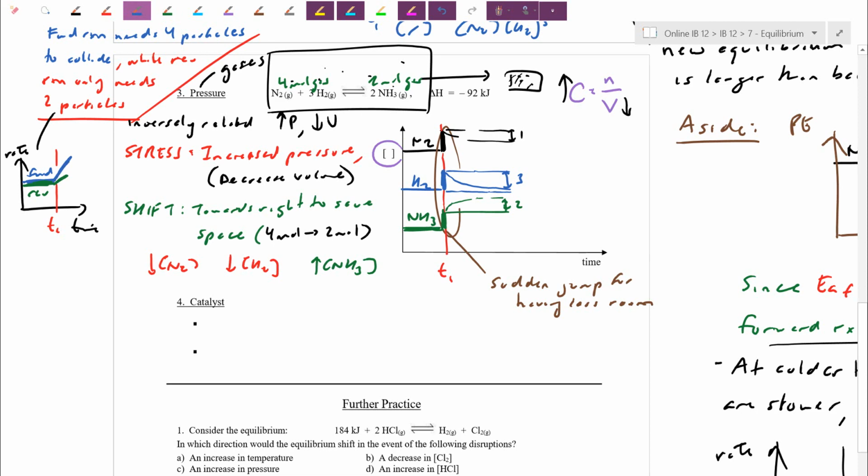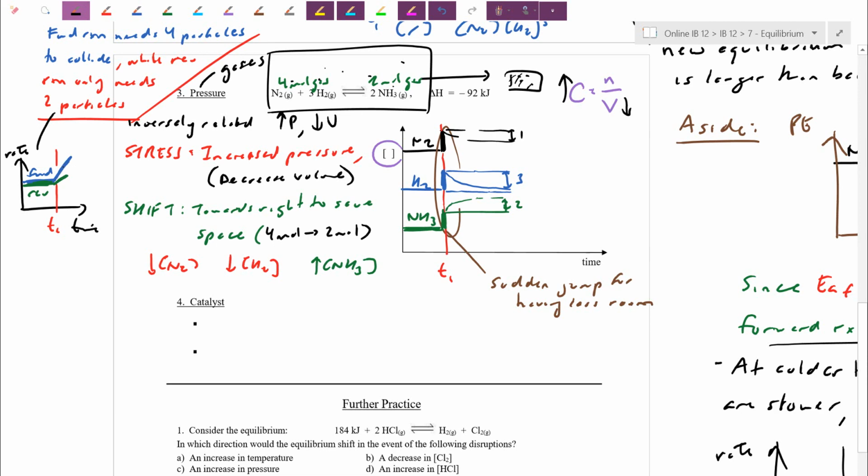The forward rate really thanks you, because it was so hard to collide 4 particles all at once. Now I have 4 particles, still the same collision, but I have a lot less room to spread out into. And again, we have a situation where the forward rate is bigger than the reverse rate. That implies a shift right. The equilibrium doesn't need a mind of its own. It's able to respond just in terms of rate there.